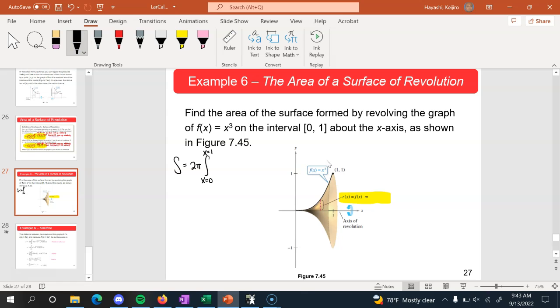And f of x is x cubed. So the radius is y, except we're going to express it in terms of x, so we're actually going to want to say that the radius is x cubed rather than y, even though y is x cubed. Yeah, so x cubed is our radius function.